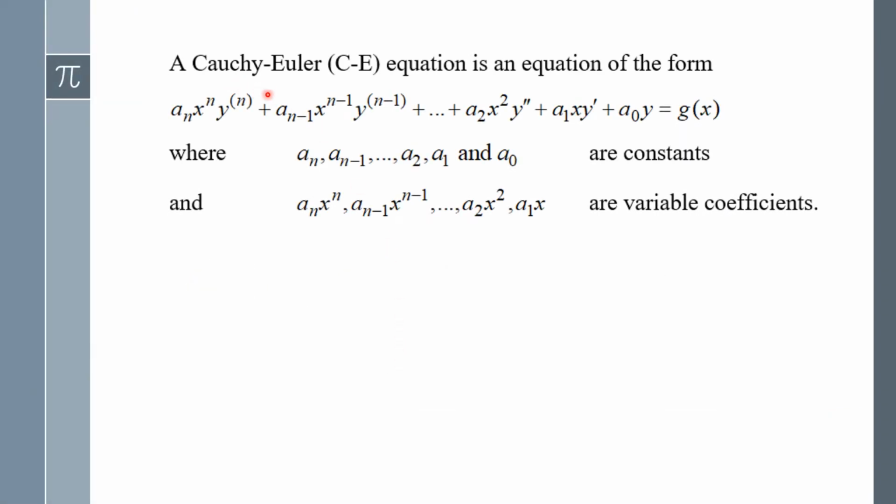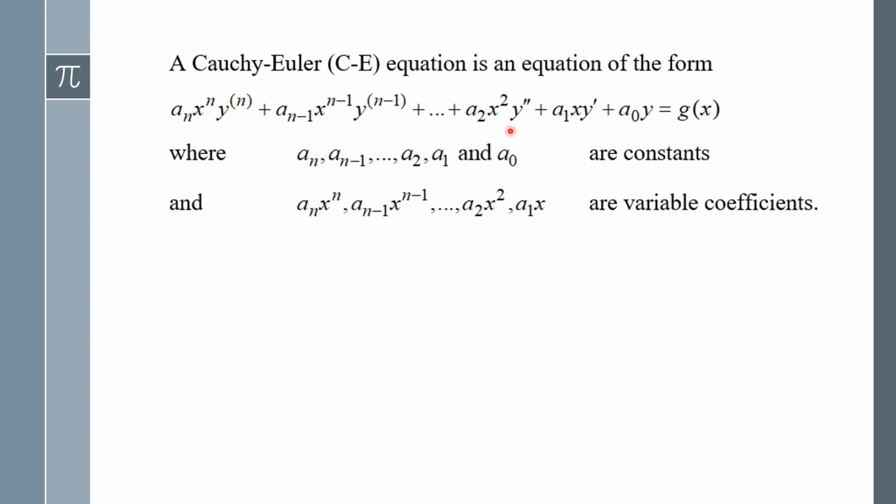A Cauchy-Euler equation is an equation of the following form. This is an nth-order linear differential equation. And notice that this differential equation has variable coefficients. If you look at the first term, this first term involves the nth derivative of y, and the coefficient for the nth derivative of y involves a product of a constant a sub n and a variable x to the power of n. And therefore we say that the nth derivative of y has a variable coefficient.